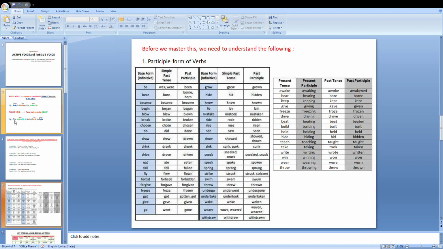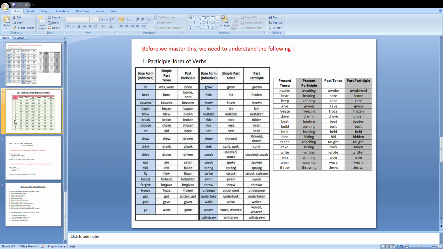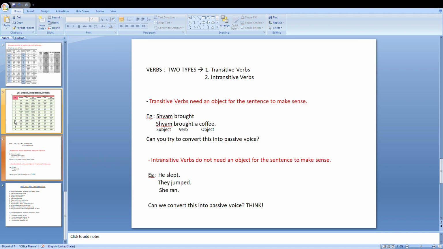When we convert a particular sentence from active voice to passive voice, we use the participle form of verbs. The second thing that you also have to remember is sentences with intransitive verbs cannot be converted into passive voice because these sentences do not have an object, and it is essential for an object to be present in the sentence for it to be in passive voice.